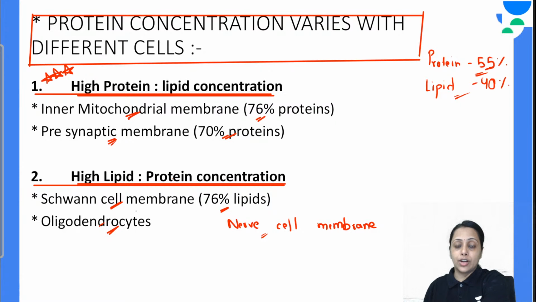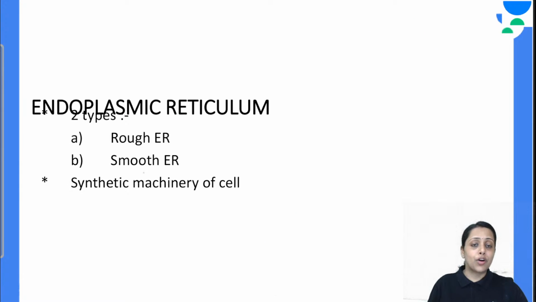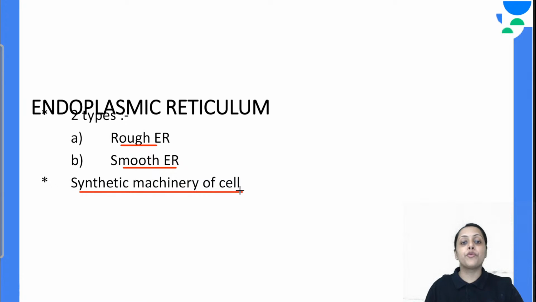Okay, moving further to the cellular organelles and the cellular junction. So first is the endoplasmic reticulum. We can have the rough endoplasmic reticulum, and we can have the smooth endoplasmic reticulum. Two types of endoplasmic reticulum are there. They are known as the synthetic machinery of the cell. Protein synthesis, lipid synthesis, steroid synthesis all occur in our endoplasmic reticulum. So that's why they are known as the synthetic machinery of the cell.